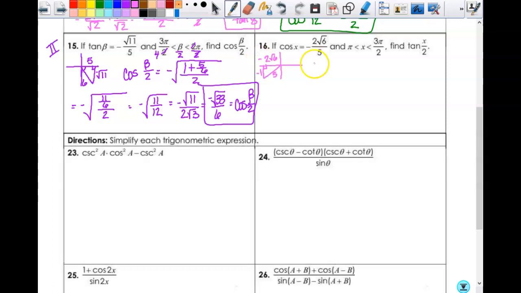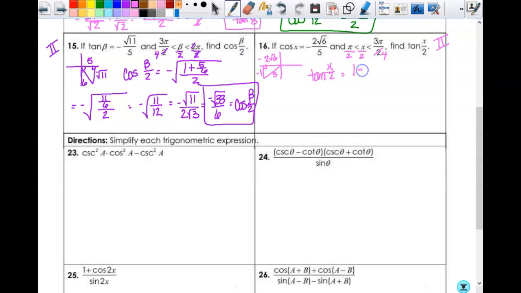So tangent of the half angle. Here, I know that X is in the third quadrant, but the half angle X over 2, this would be pi halves, that'd be 3 pi fourths. So I'm between pi halves and 3 pi fourths. So I'm in the second quadrant when all is said and done. So I'm going to find tangent of the half angle. I have options for that. I'm going to use the second option again.